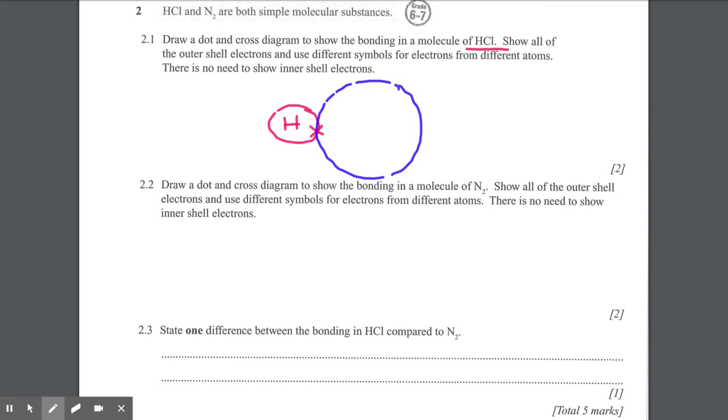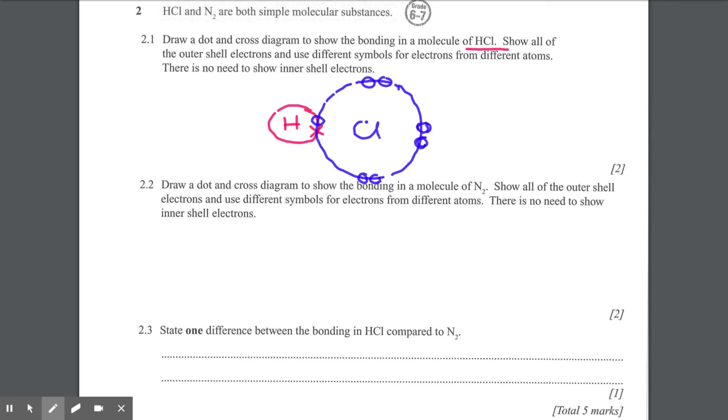At the same time, chlorine is going to need to donate its electron to hydrogen, therefore satisfying the hydrogen's inner shell of 2, and the chlorine is going to have its original 7 plus the 1 from hydrogen, allowing chlorine to then have an outer octet as well.